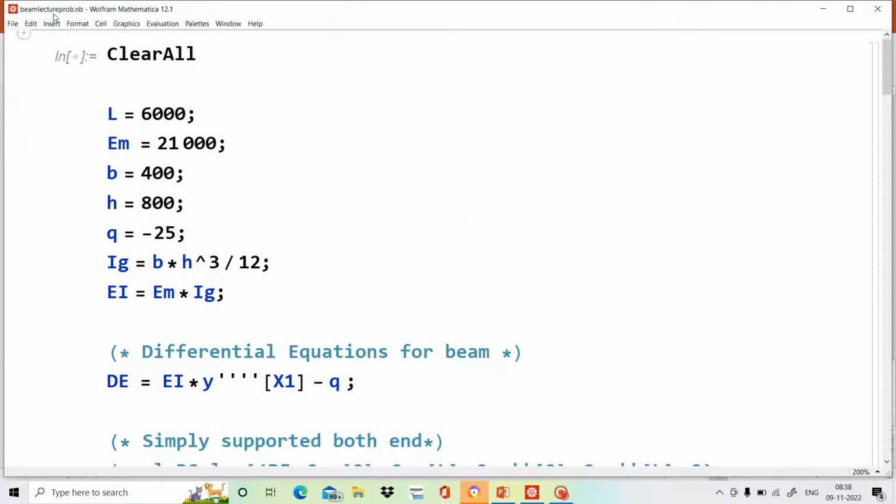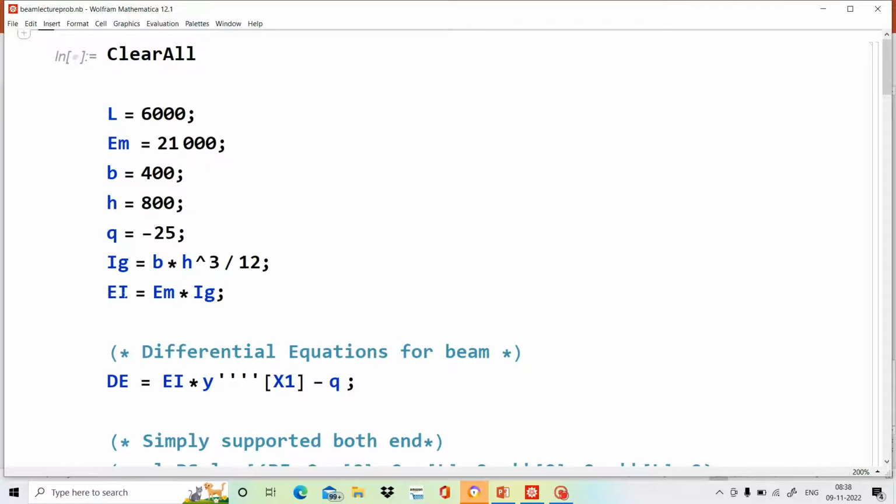So now first of all, we know that the length of the beam, suppose it's given 6000 mm, 6 meters, and the modulus of elasticity, the material property of the beam, 21,000. Then the width of the beam is 400 mm, and h, the depth of the beam, equals 800 mm. The load that is acting is a distributed load of minus 25 kN per meter, and then the moment of inertia I is given as bh³/12 for the rectangular section we are considering.